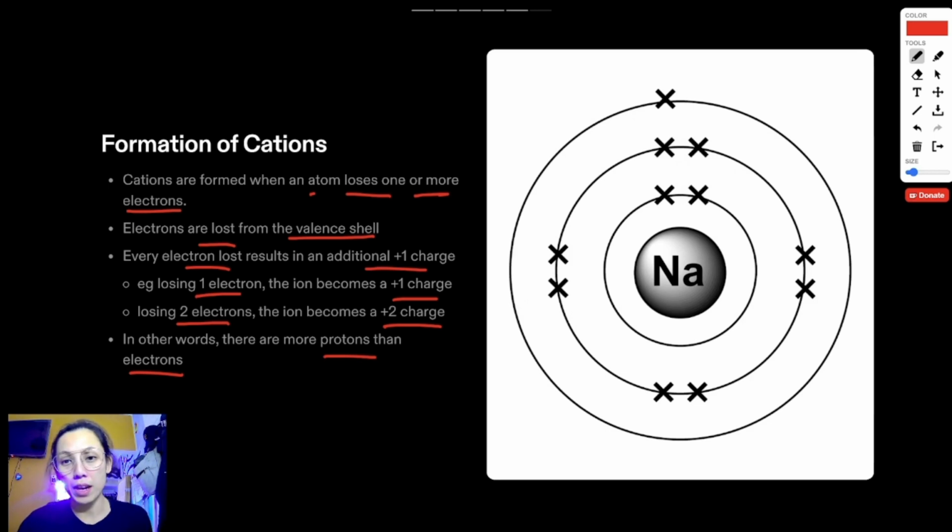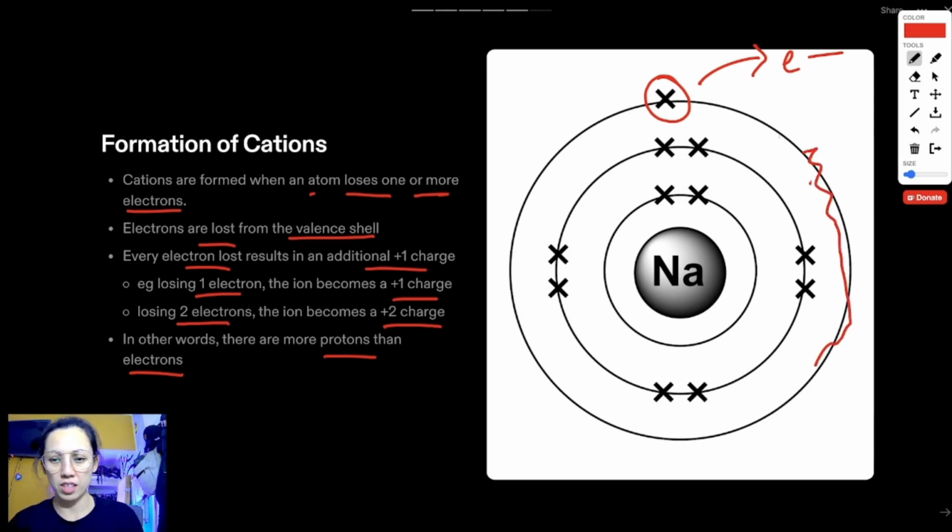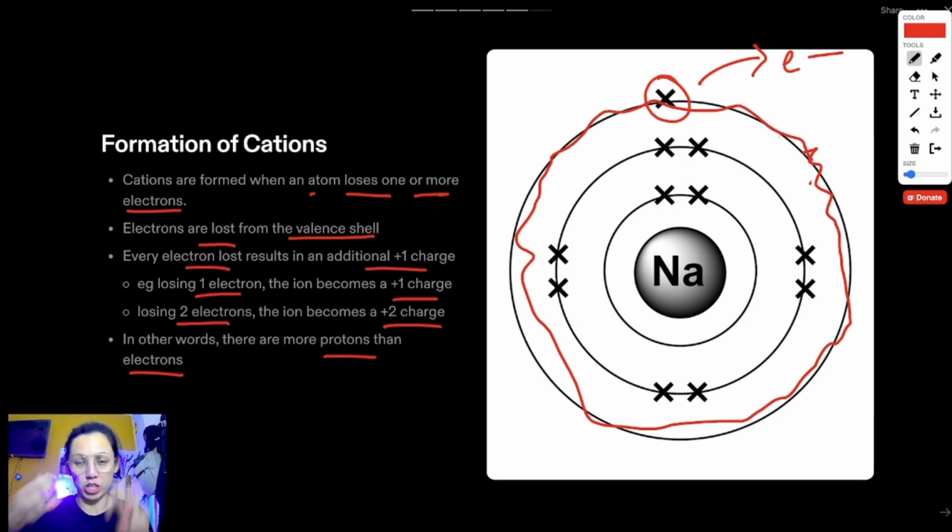So let's have a look at sodium. In its outer shell, its valence shell, it has 1 electron. In order to satisfy the octet rule, there are 2 options: either sodium gains 7 electrons or it loses 1. It's much easier to lose this 1 electron than it is to gain 7. Just think that this outer shell is now no longer there. Now the outer shell becomes this shell here, and as you can see, 2, 4, 6, 8. It satisfies the octet rule, it's nice and happy. Sodium has 11 protons, but now it has 10 electrons. You can see the imbalance of protons that are positively charged and electrons that are negatively charged. So sodium becomes a +1 charge.